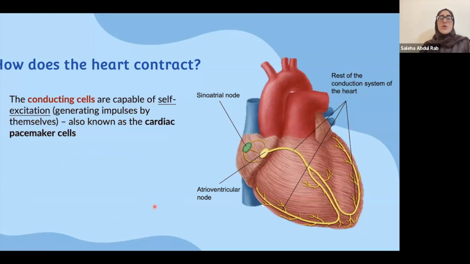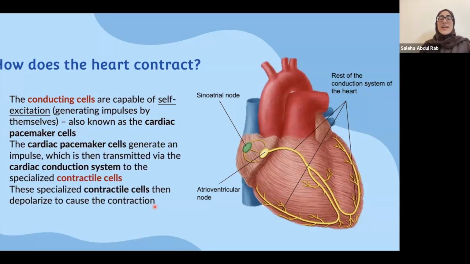All right. So I mentioned the conducting cells are capable of something called self-excitation. This is why they're known as the pacemaker cells, because they set the pace of the heart. They set the heart rate. So what happens is these cells are able to generate their own impulse. This impulse is then transmitted down the cardiac conduction system here, like this. And these specialized contractile cells, which are the muscle cells, they then depolarize to cause contraction of the heart.